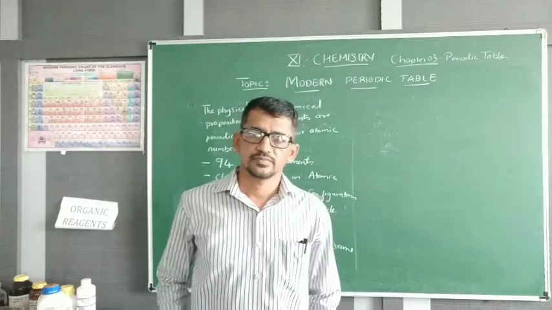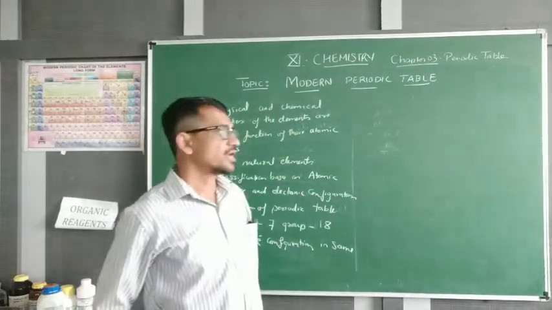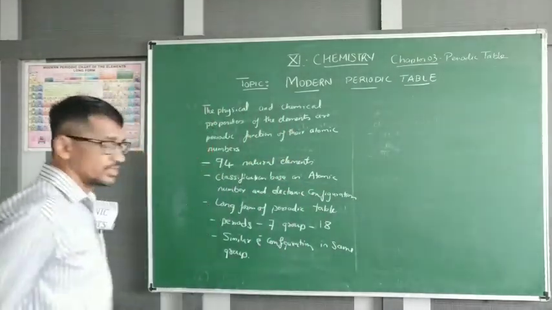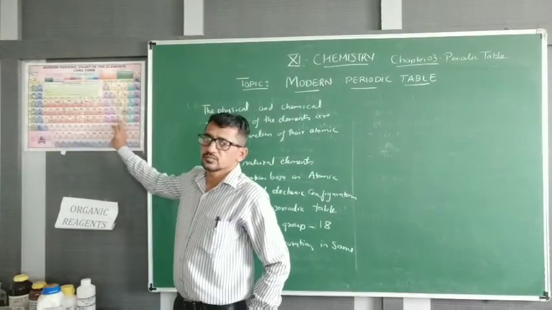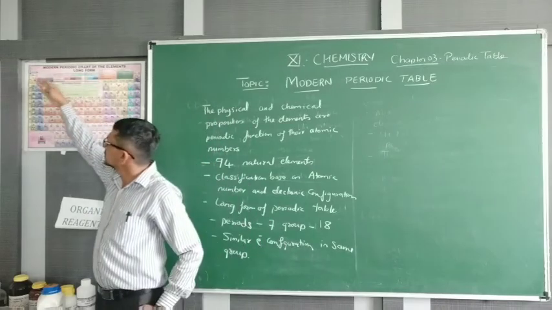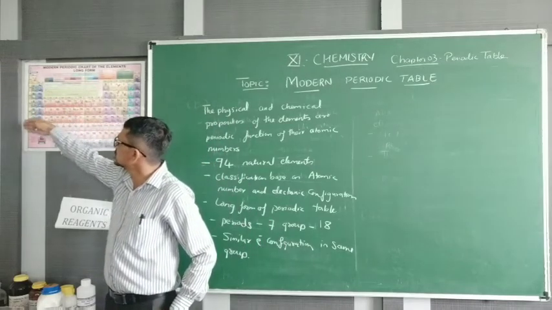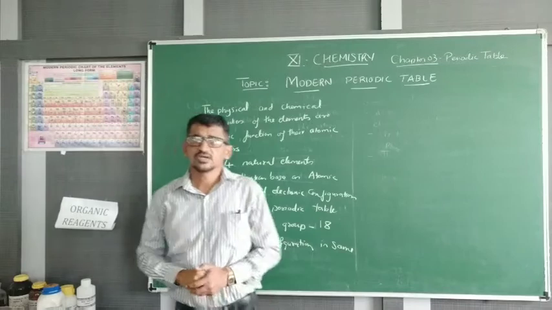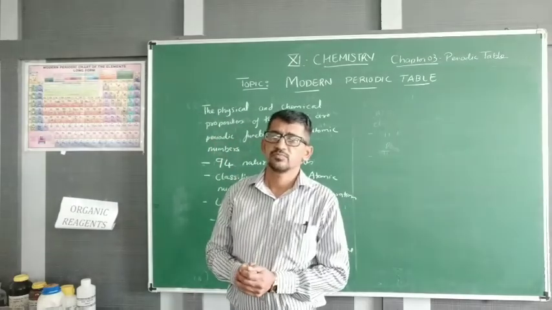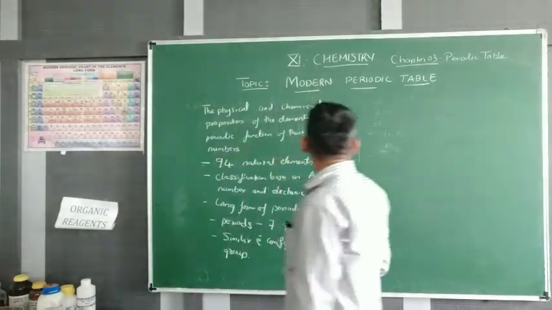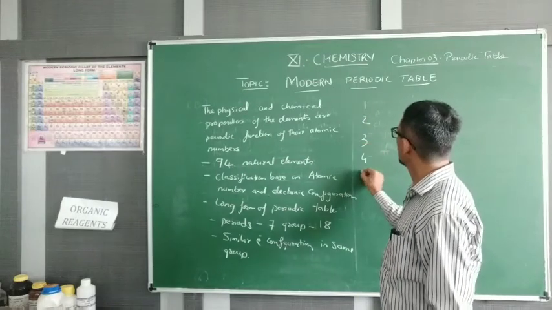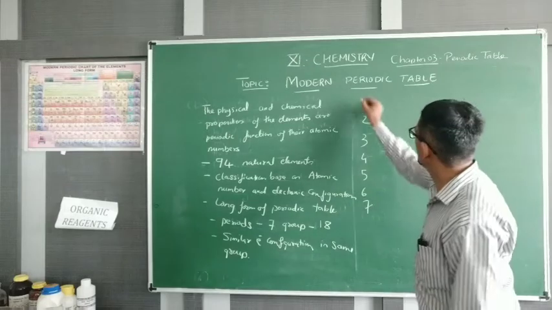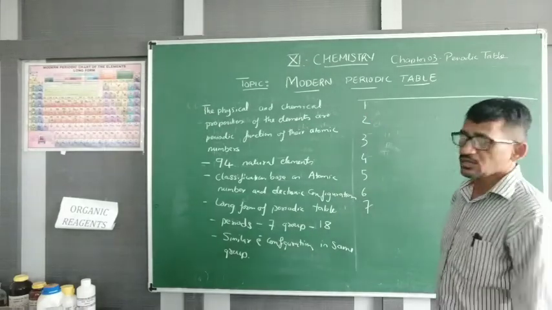Groups and periods. The modern periodic table is classified into groups and periods. You can see here in the periodic table: first, second, third, fourth, fifth, sixth. So 7 periods are there. In this, 7 periods and 18 groups. So here we have a total of 7 periods and a total of 18 groups.